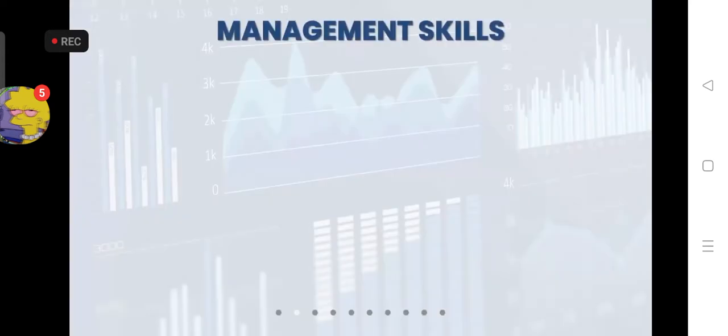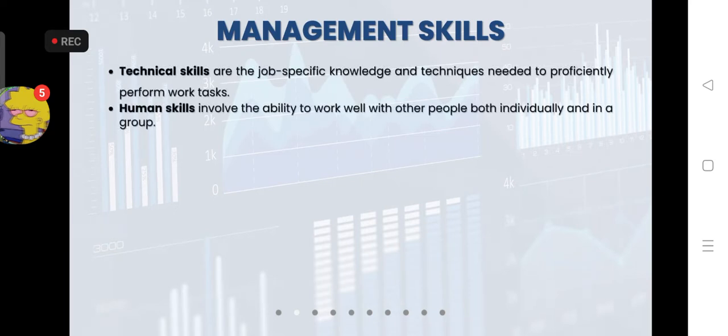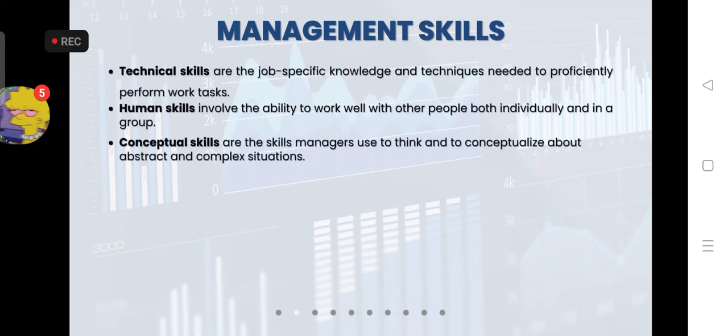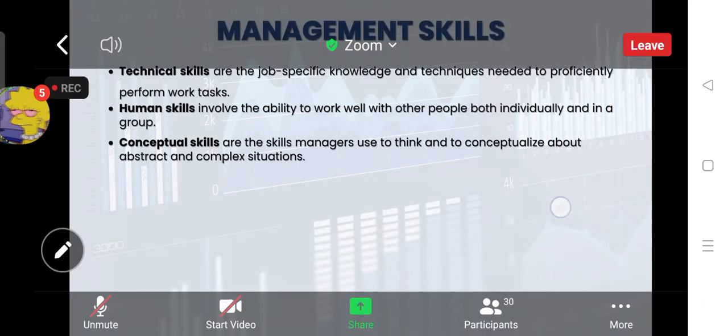So Robert L. Katz proposed that managers need three critical skills in managing. And these are technical, human, and conceptual skills. So can anyone read about technical skills? Oh yes, Ms. Ardiente.